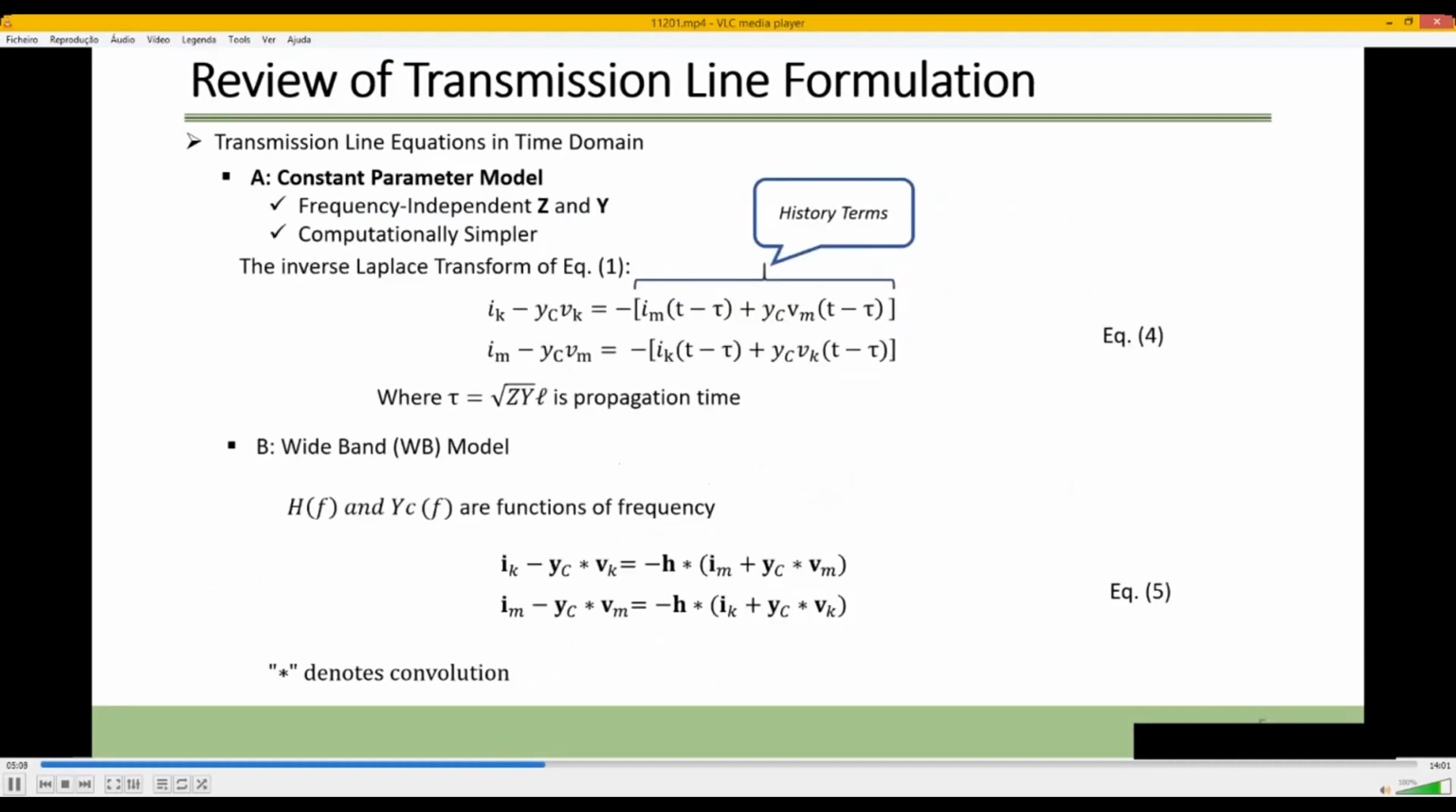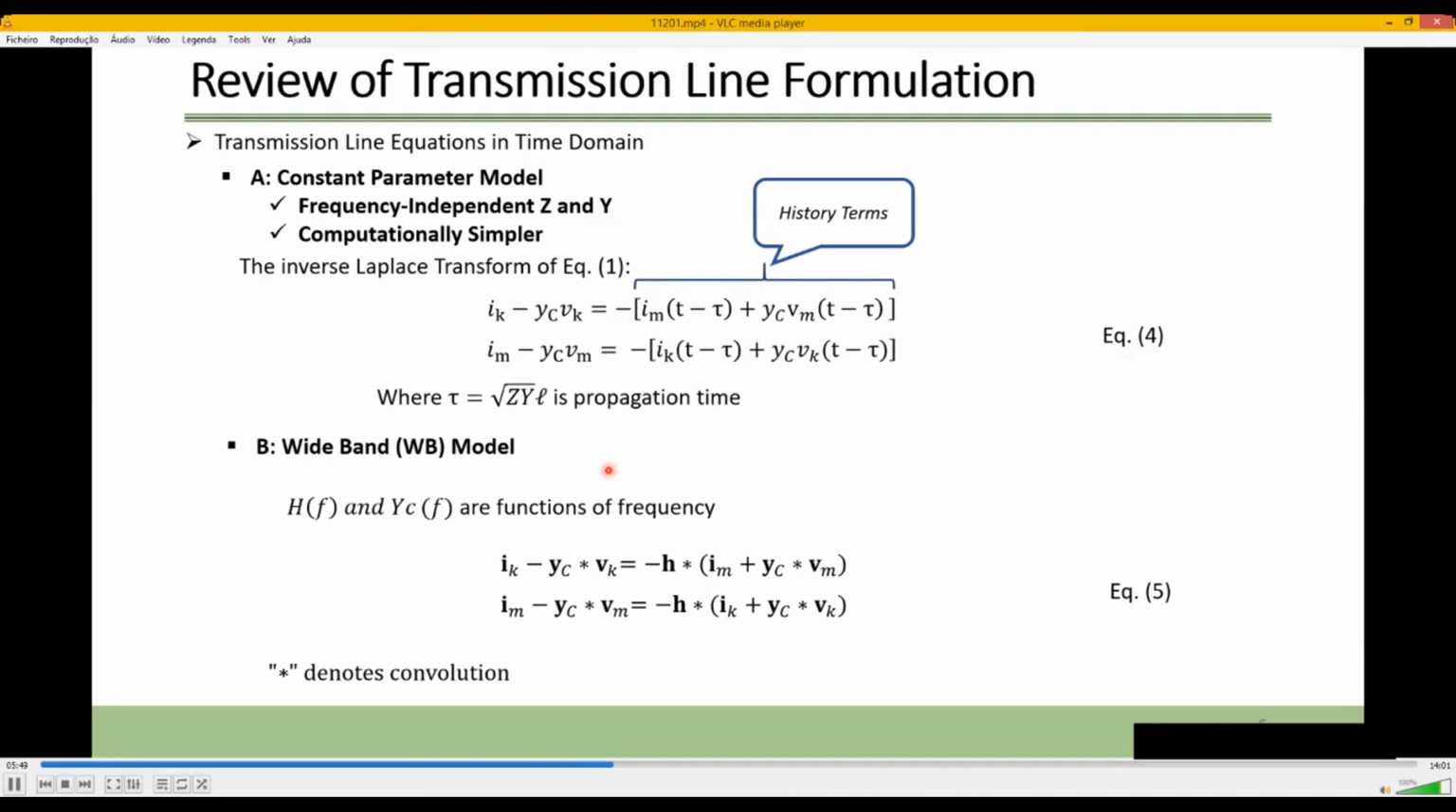Constant parameter is a simple case in which the impedance and admittance matrices of line is calculated in a fixed frequency, for example 60 Hz. In consequence, the matrices H and YC in equation 2 are frequency independent. However, since the propagation modes cannot be represented at high frequencies, the CP model is only recommended for modeling lines in analysis of problems with limited frequency dispersion. If we apply inverse Laplace transform to equation 1, the equation 4 is obtained with a small computational burden.